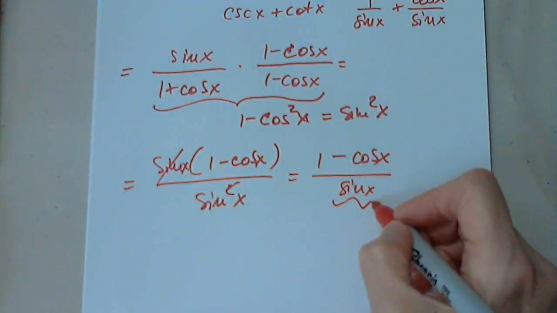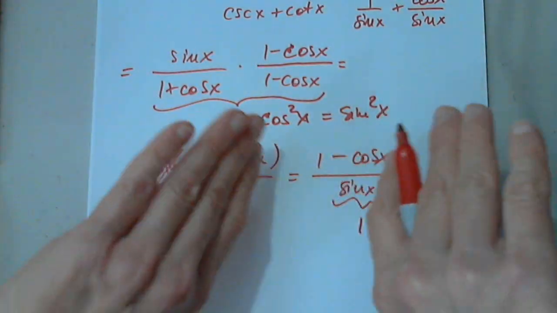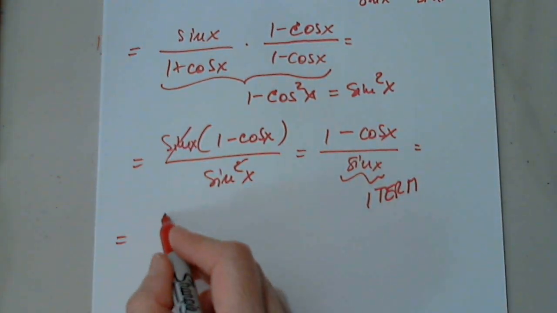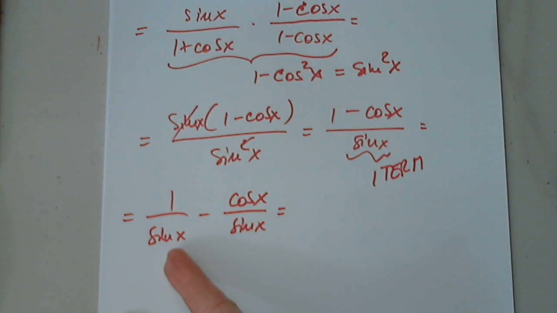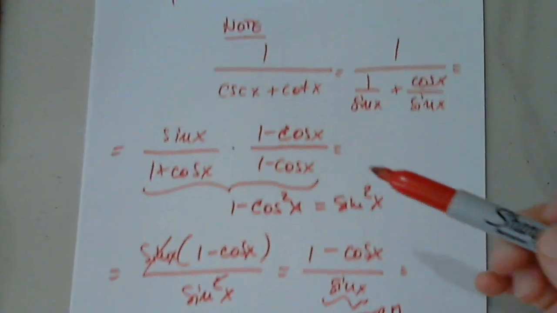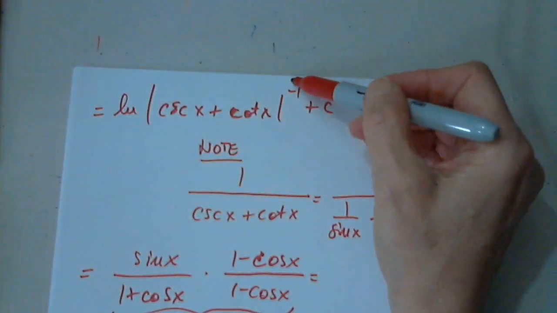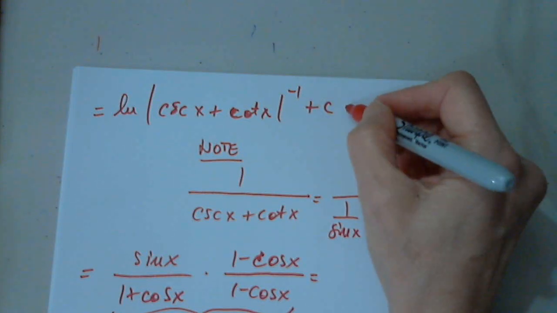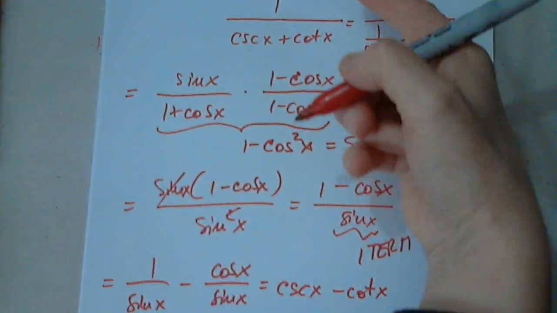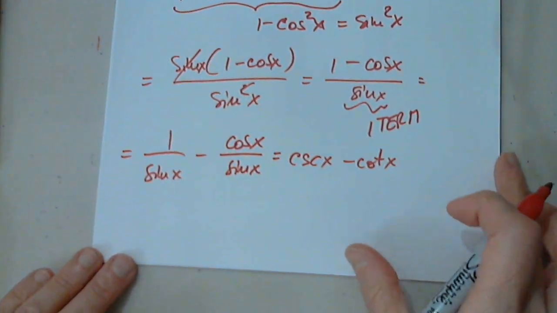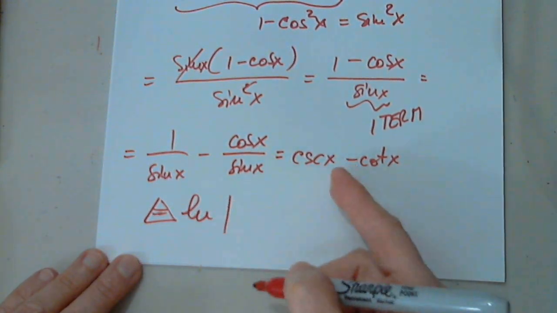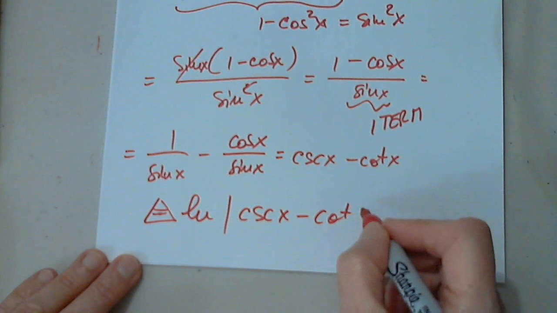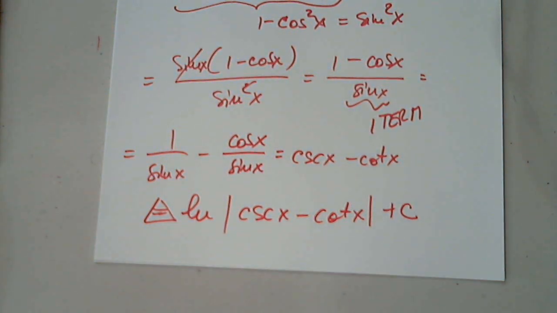Since the denominator is one term, I can separate this expression into two fractions, 1 over sine x minus cosine x over sine x. This we know is cosecant x. This we know is minus cotangent x. And all this exercise was just to remove this negative power. Okay, so then from here, I'm going to use a triangle this time, and the answer is natural log of the absolute value of cosecant x minus cotangent x plus a constant c.